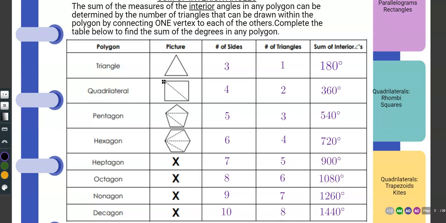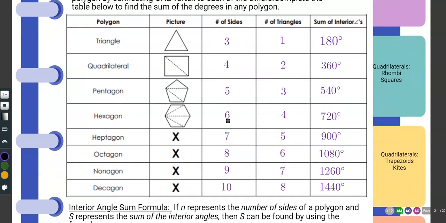So looking here at the quadrilateral, the four-sided figure, we see one diagonal, one vertex, the four sides, two triangles. If each triangle is 180 degrees, then the interior angles of a quadrilateral is 360. For pentagon, we have 5 sides. We can draw 3 triangles within that shape by connecting one vertex to each of the others. So the interior angles comes to 540. Hexagon, we add a side, we add a triangle, we add 180 to the sum of interior angles, so we get 720. And you can continue on this chart.